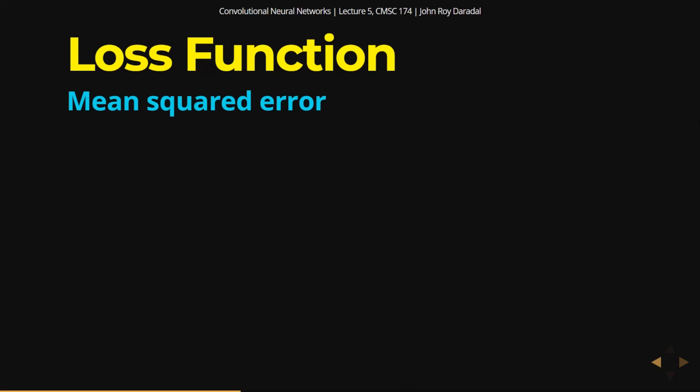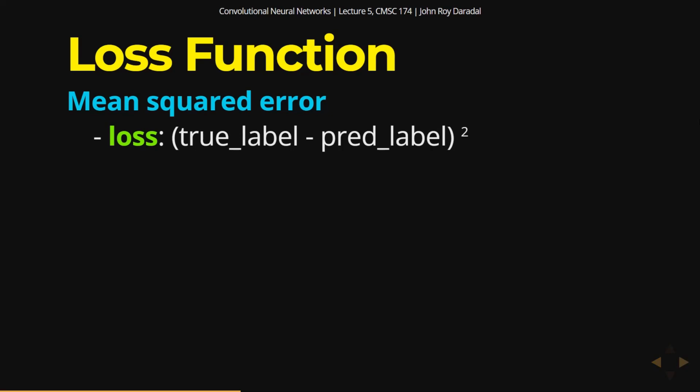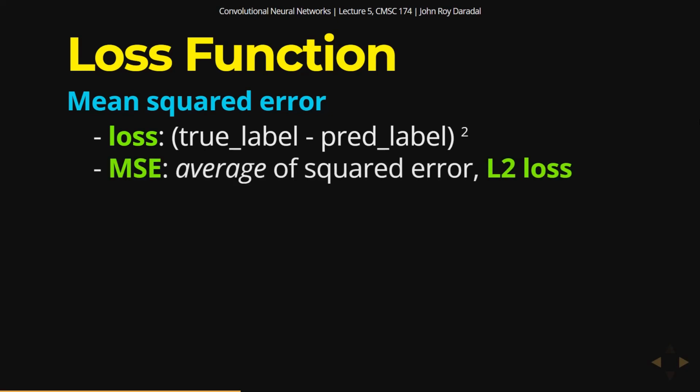So we'll mention two examples of loss function, starting with the first one, mean squared error. For mean squared error, the loss is computed as follows. You have the true label minus the predicted label, and then you square that. The true label is the correct answer, the predicted label is what your model produced, and then you take their difference and square it. Then you do this for all the predicted labels, and then you take the average. So the average of the squared error is the mean squared error, also known as the L2 loss.